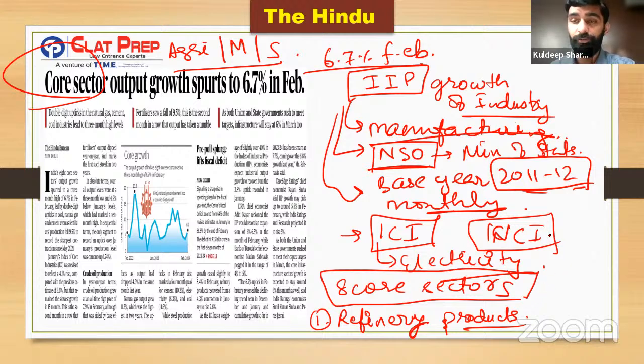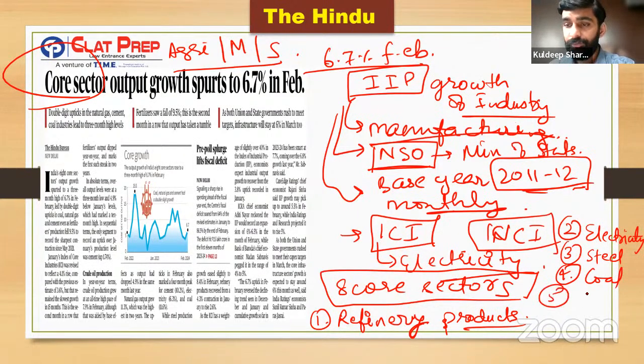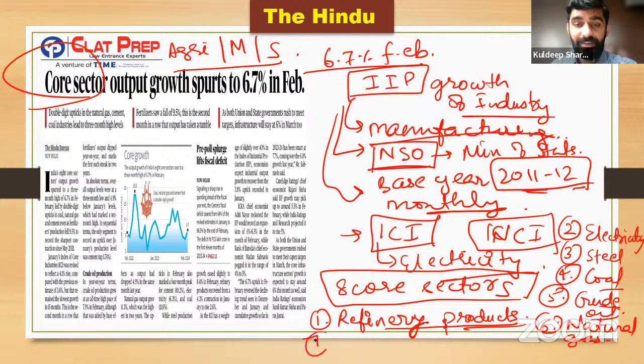This is the first core sector of India. Second would be your electricity sector. Third would be the steel sector. Fourth is your coal sector. Fifth is your crude oil. Remember, look how important oil is. The refinery product industry is a separate core industry, and your crude oil industry is a separate industry in itself. Next would be natural gas. Seventh would be cement. And your last would be the fertilizer industry.